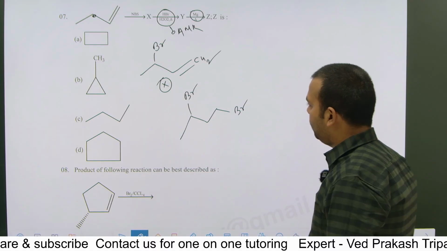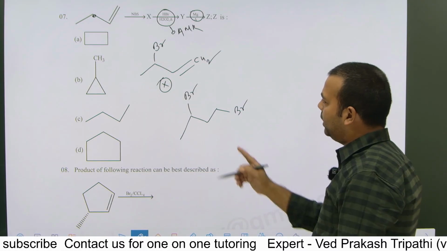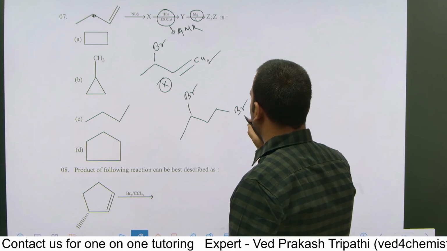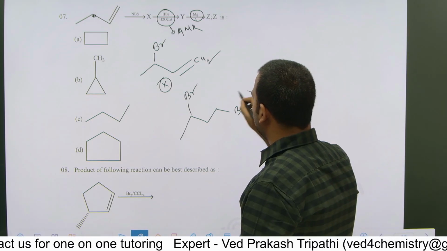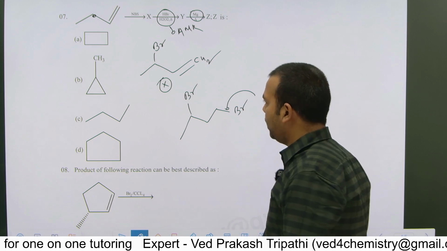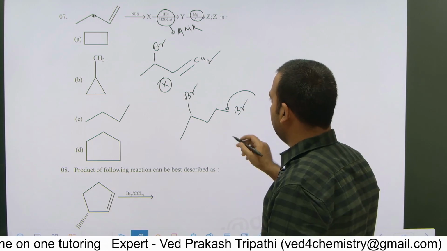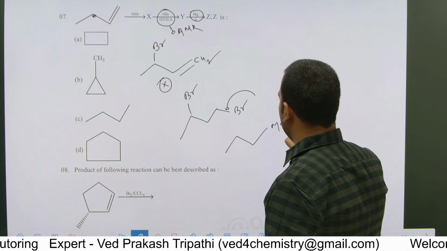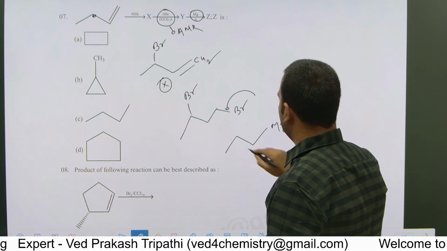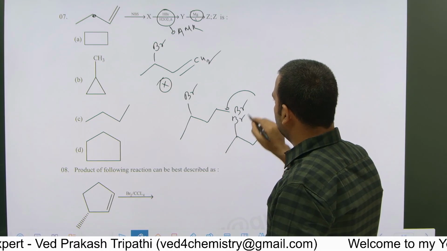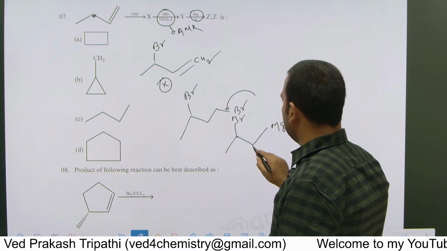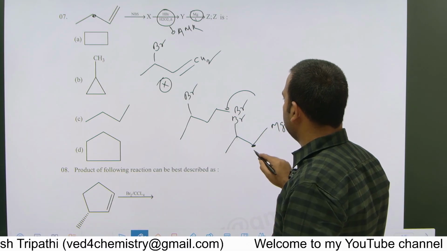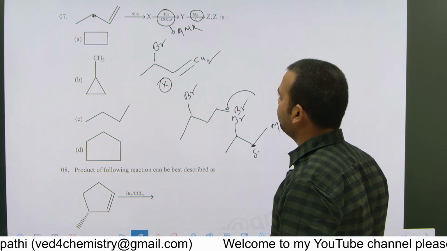We all know Mg can insert into this carbon-bromine bond. Okay, so both are correct here. Suppose here it is going to connect MgBr and this one is a bromine. So this is the carbon which is a nucleophile here. Can you see?